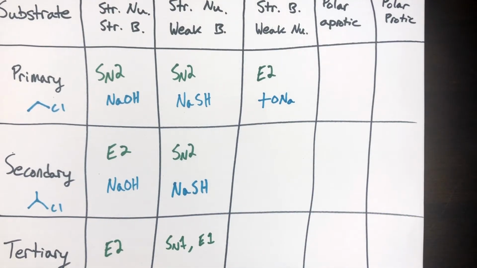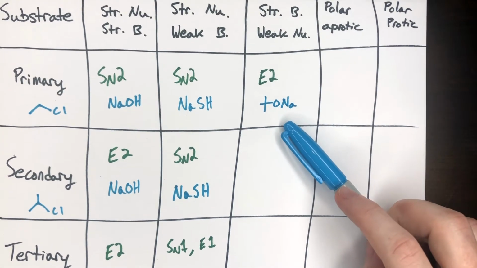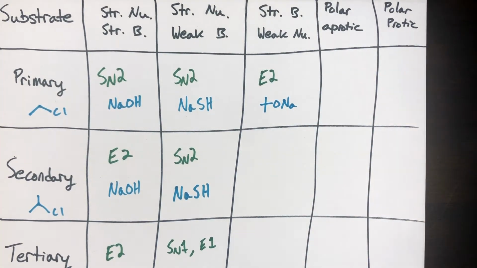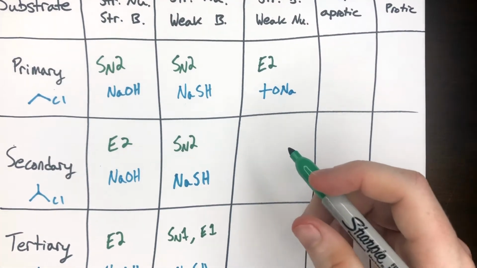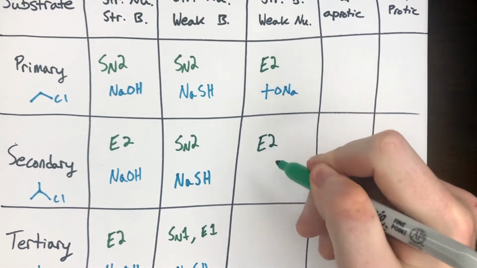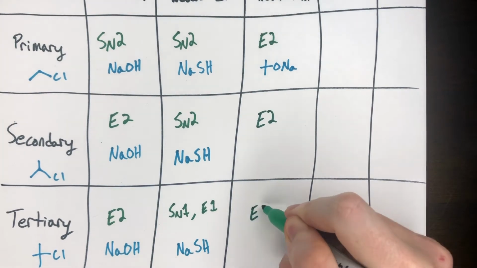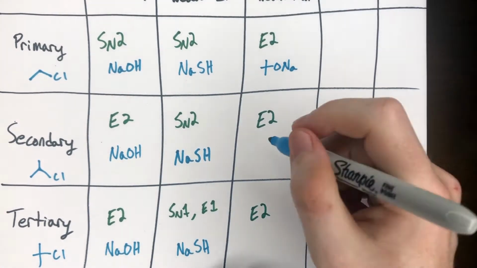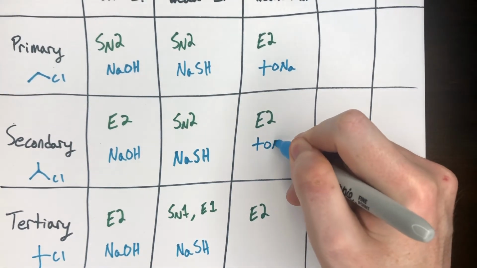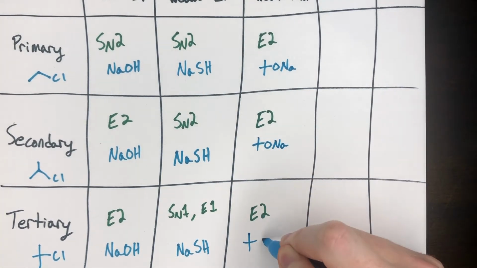So here, something like t-butoxide would be excellent. This is a very strong base, but a terrible nucleophile, again, because of the size. And then secondary, it's going to be the same thing, give you E2, and tertiary will also give you E2. And again, we can use t-butoxide to accomplish this as our reagent for either substrate case.